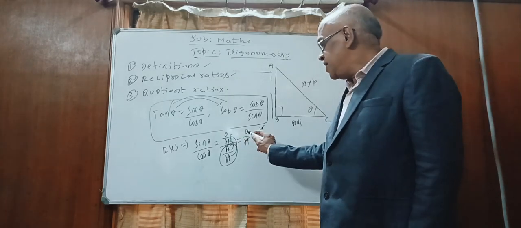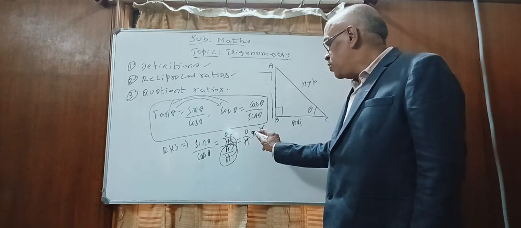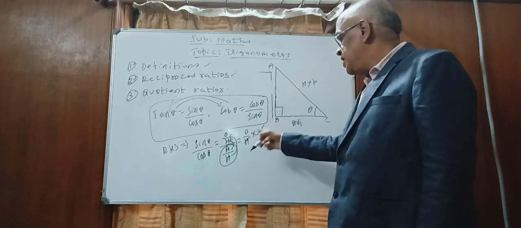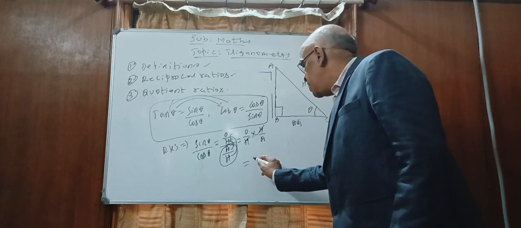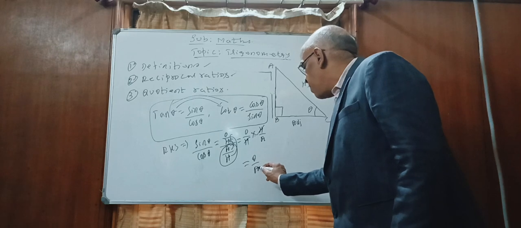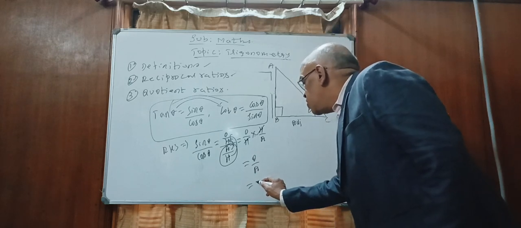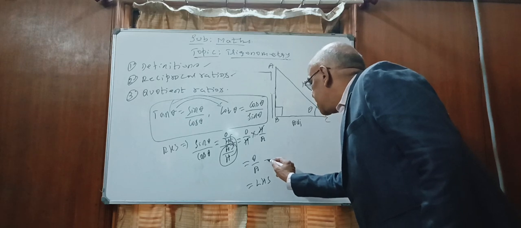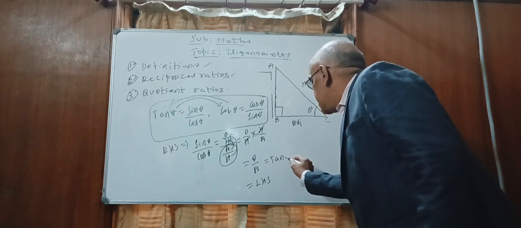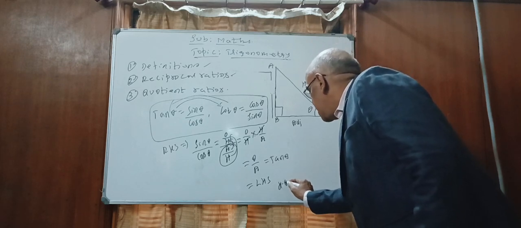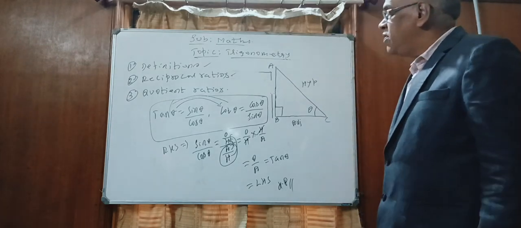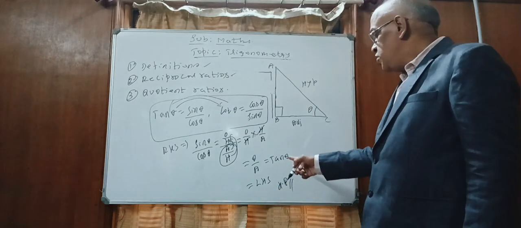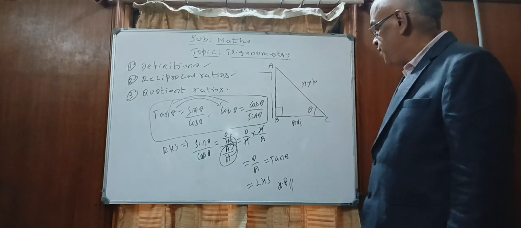Confusion goes after this technique. Write O by H as it is. Instead of division, put the into sign. A by H becomes reciprocal. H by H gets cancelled. What do we get? O by A. It is equal to LHS, tan theta. Hence proved. Proving all this they will not ask. Isn't it? Now tan theta is equal to O by A.